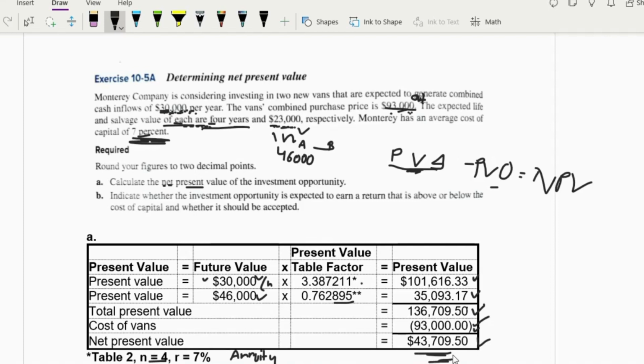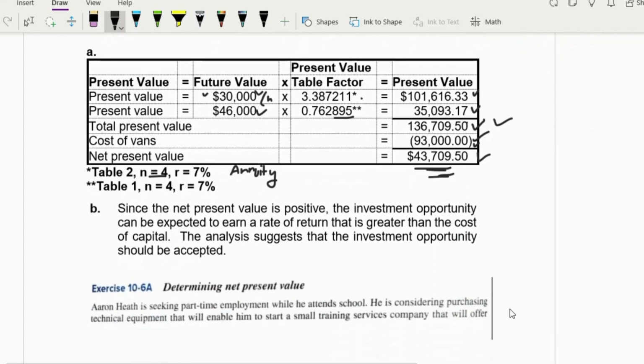This is positive. It means that you are getting more inflows than the outflow. So they said that, should we accept this investment opportunity? Yes, we should. Why? Because inflows are more than the outflow.